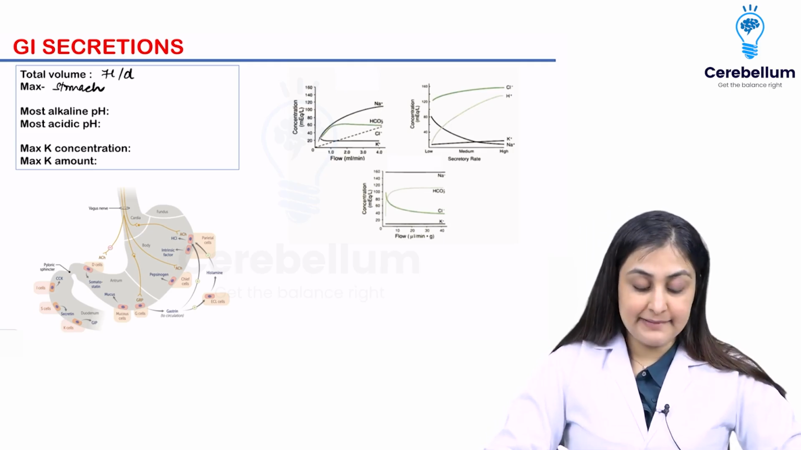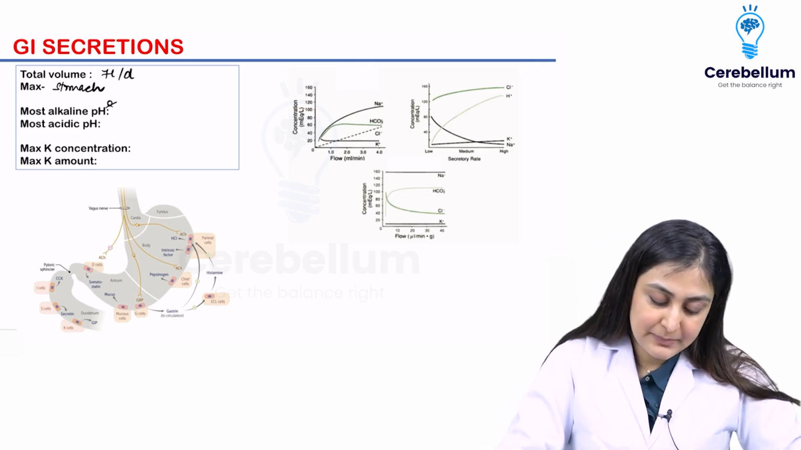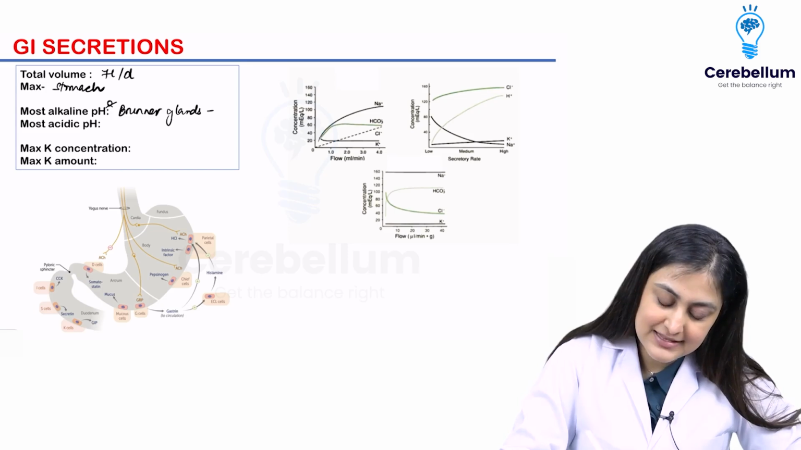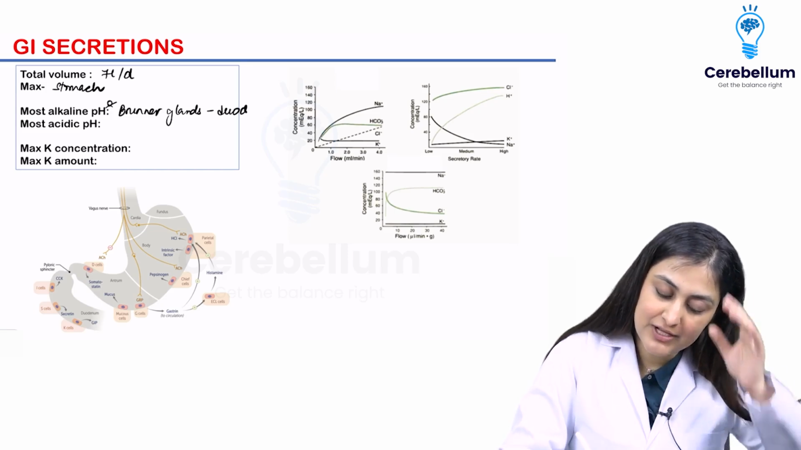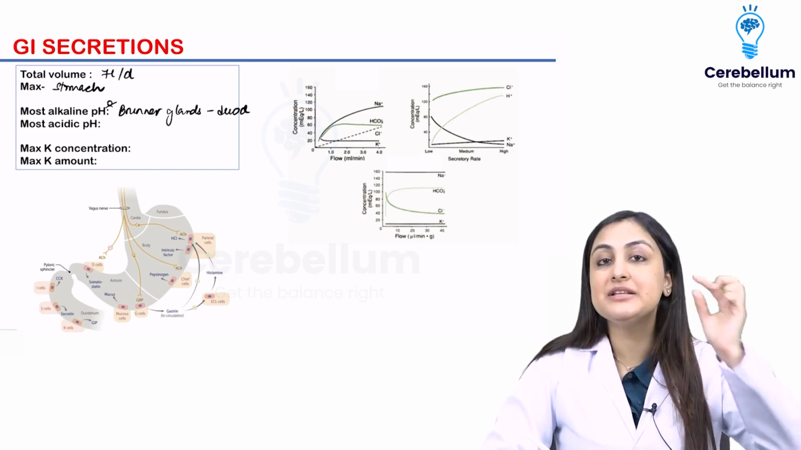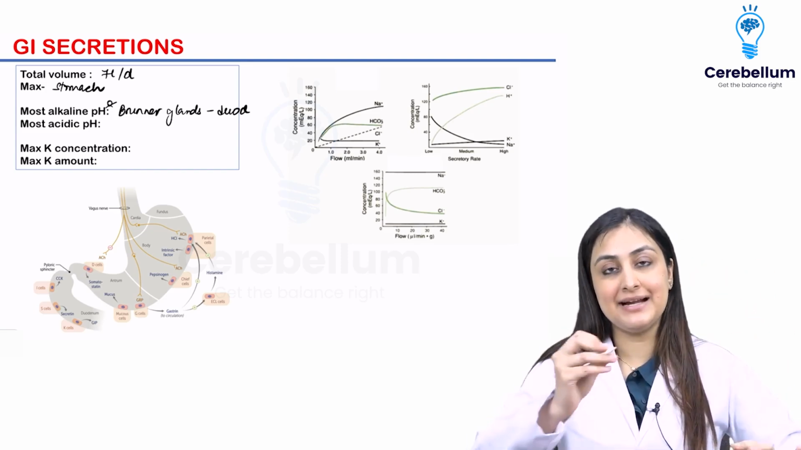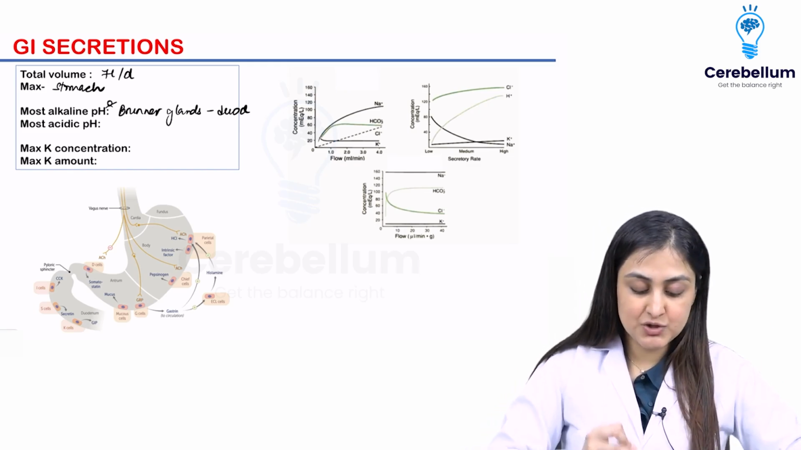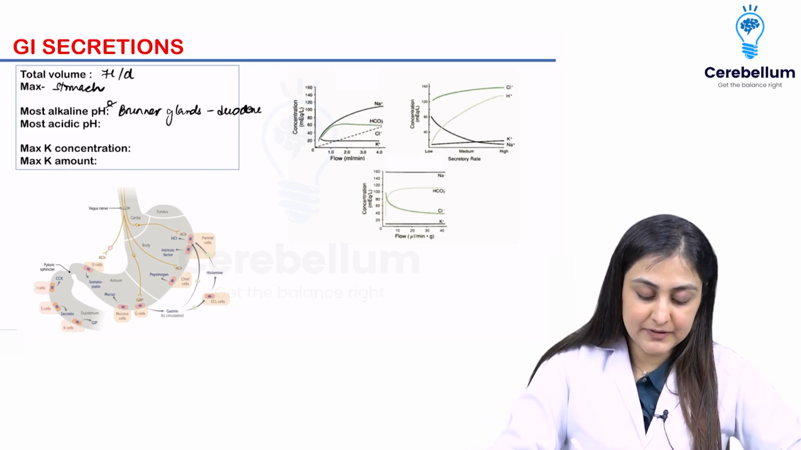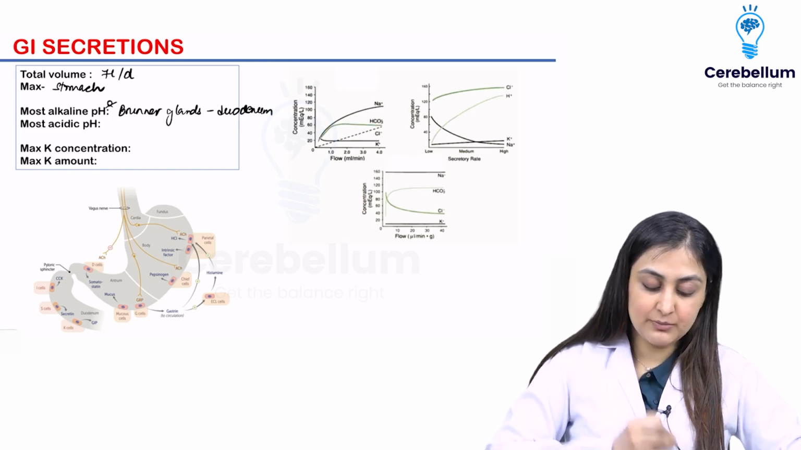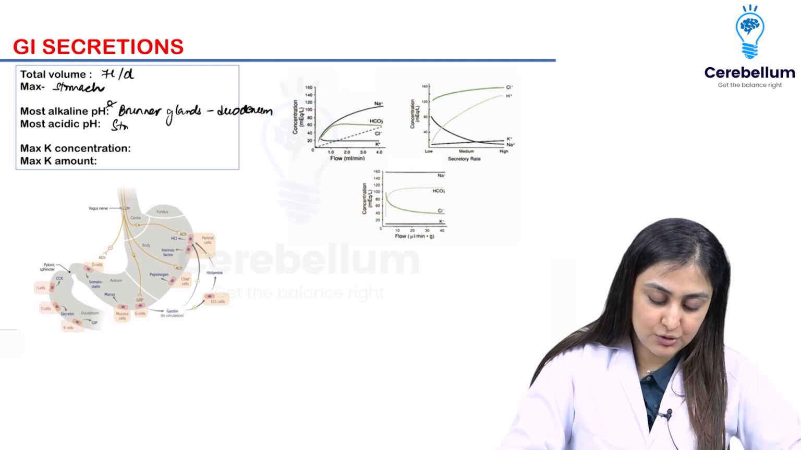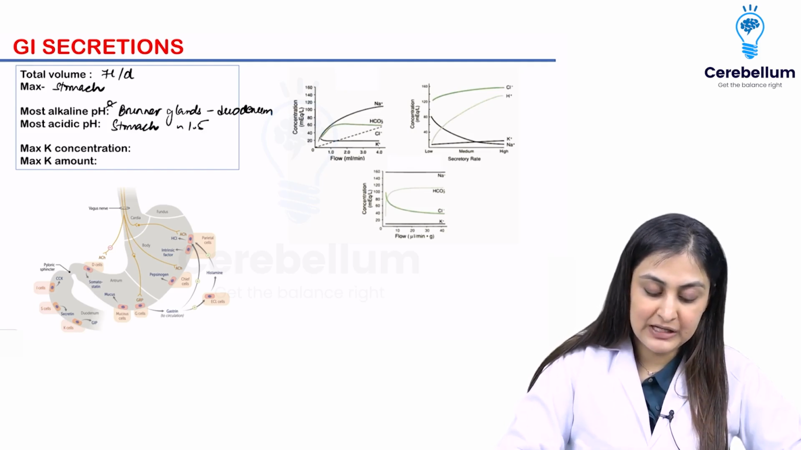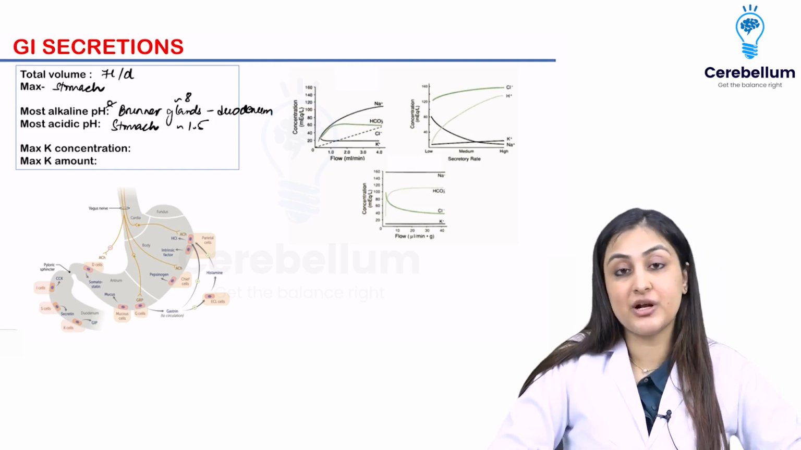Now, what has the most alkaline pH? This is a repeat question. These are the Brunner's glands that we have in the duodenum. We have studied this in anatomy and histology, how Brunner's glands are located, and this helps us identify the duodenum in histology as well. So Brunner's glands in the duodenum have the most alkaline pH. The most acidic pH obviously needs no mentioning, but it's the stomach. Roughly the pH is around 1.5, whereas the Brunner's glands have a pH of around 8.